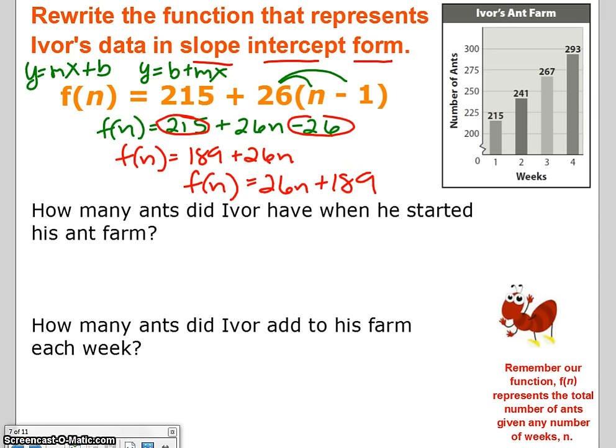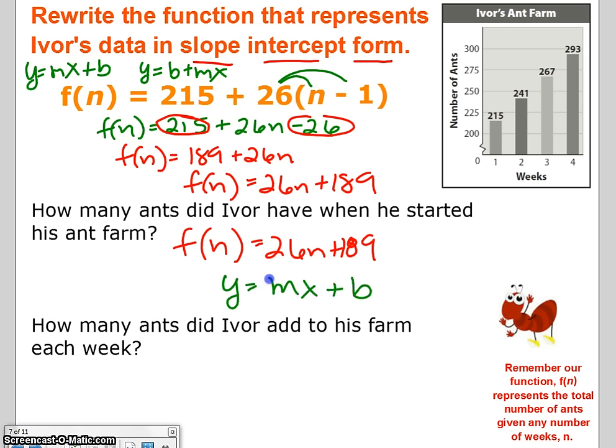So how many ants did Ivor have after he started his ant farm? So if I look at my formula of f of n equals 26n plus 189, and I know that my slope-intercept form of y equals mx plus b, my b is my starting amount, then I know right now, what did he start his ant farm with? At 189 ants. Very good.